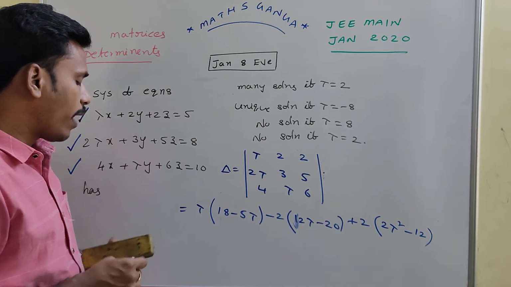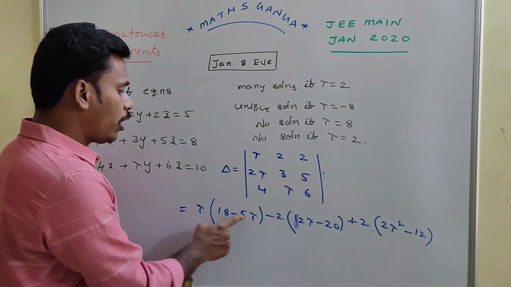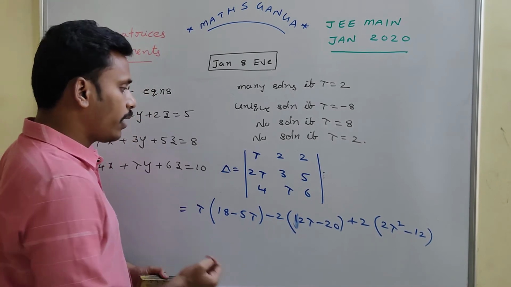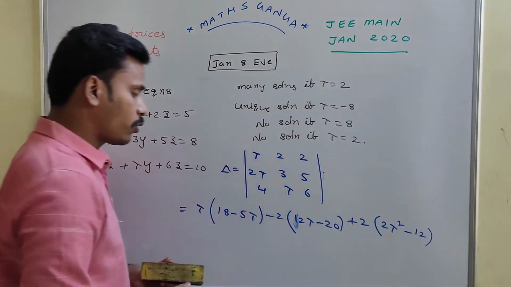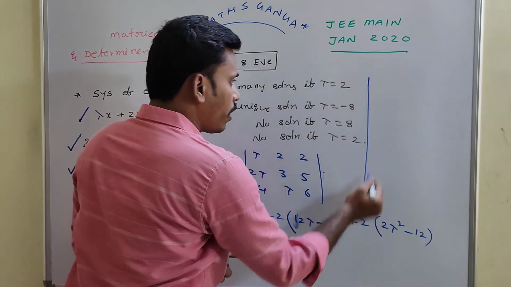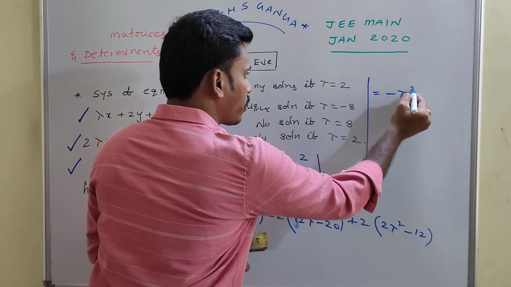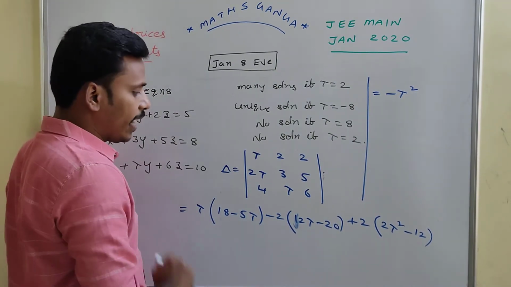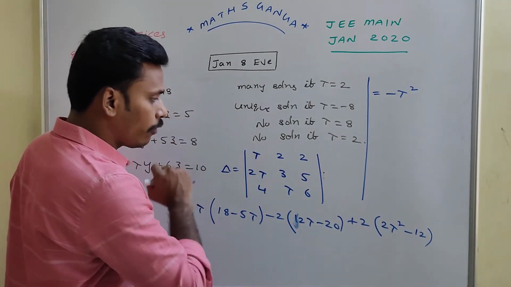See where you have lambda squares first. Lambda into minus 5 lambda square, right? And here it is 2 into 2 lambda square, which is 4 lambda square. Minus 5 lambda square plus 4 lambda square will give us minus lambda square, right? Then think about the terms of lambda. This is 18 lambda and this is minus 24 lambda.